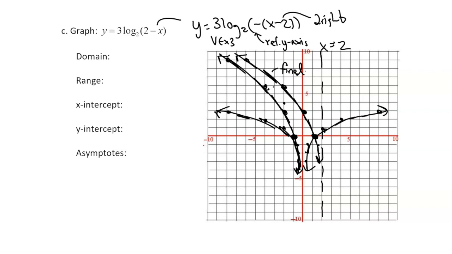Okay, the domain. Well, its x is everything less than 2. The range is all real numbers. Our asymptote, let's do that next, is going to be at x equals 2. Our x-intercept looks like it's pretty clean, right at that point (1, 0). And our y-intercept is pretty clean at that point (0, 3).